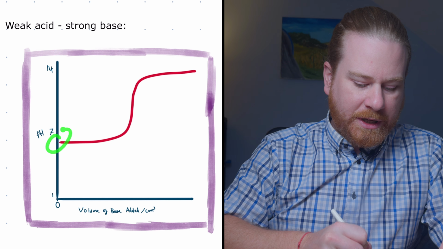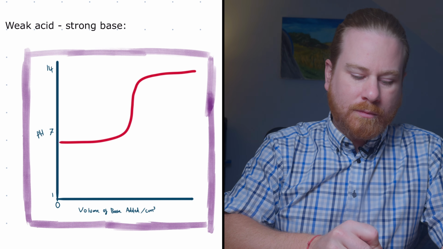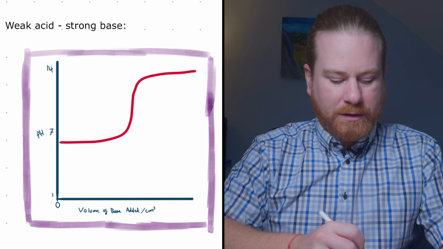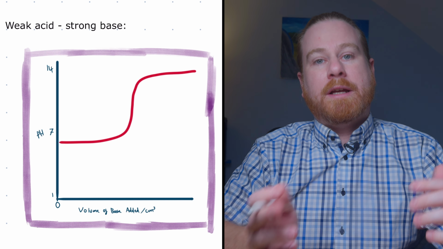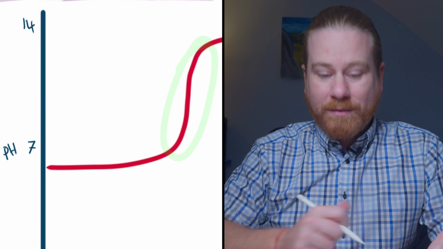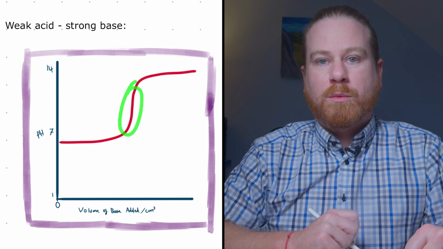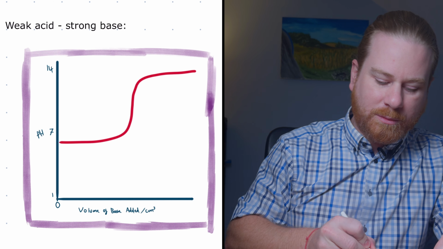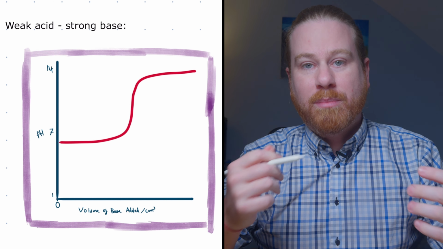So the pH is much higher because it's a weak acid. So weak acids always have a pH that is higher than a strong acid. Then we have our equivalence point. So we've got a nice vertical point on our graph. So we've got our equivalence point, but we can see this time is above 7.